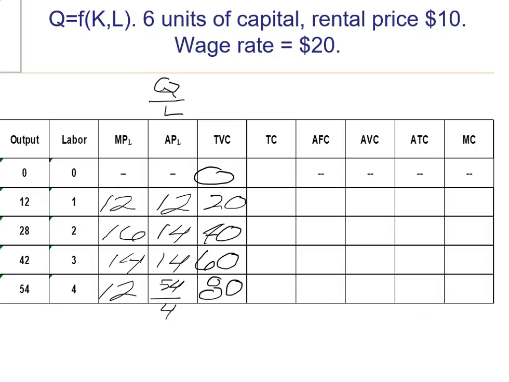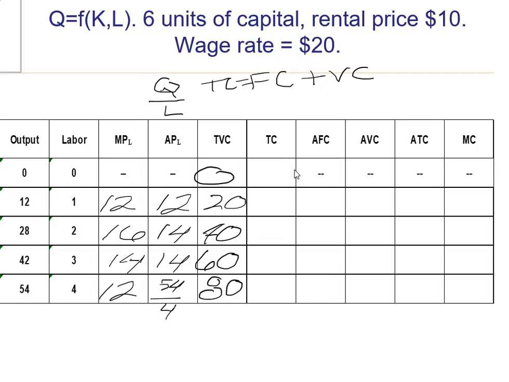Now, what's your total cost? Well, recall the definition of total cost. Total cost is your fixed cost, plus your variable cost. That is what total cost is equal to. So what's our fixed cost? Well, we have 6 units of capital, which you have to rent for $10 each. So that's $60. So I would suggest pausing the video now and see if you can calculate the total cost column. Let's do it together.